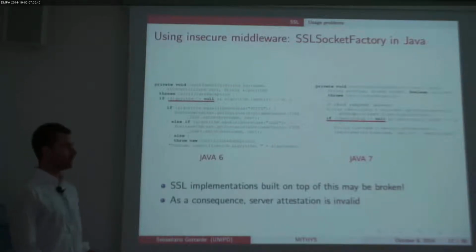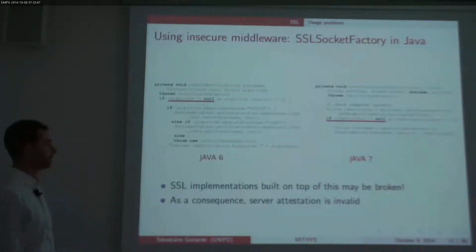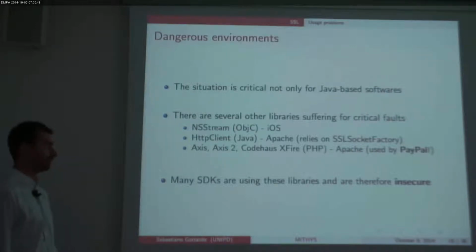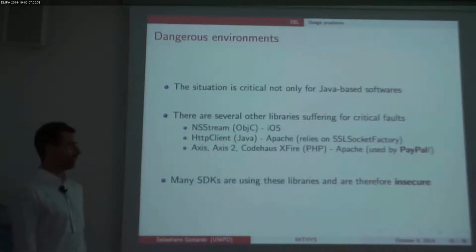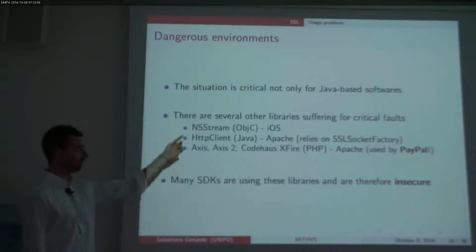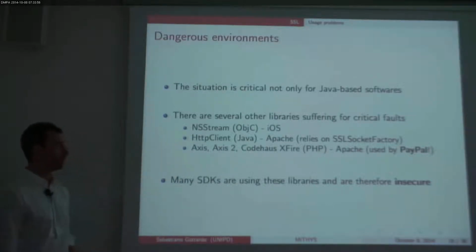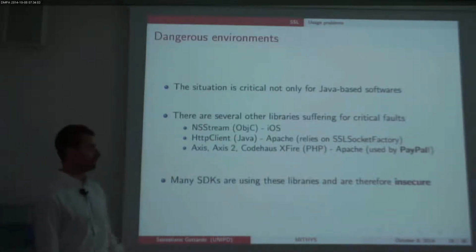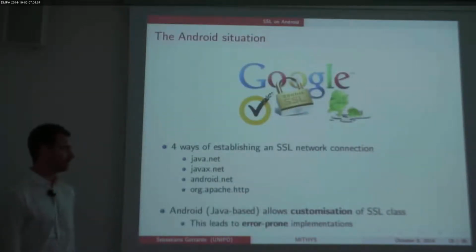And this does not limit to PHP and to Java. We have several other environments where we have faulty SSL implementations, for example, an NSStream library in Objective-C, the Apache HTTP client implementation, and a lot of PHP stuff, which is also used by PayPal. So everything is pretty dangerous here. And on Android, we have typically 3 ways of performing a secure network request.